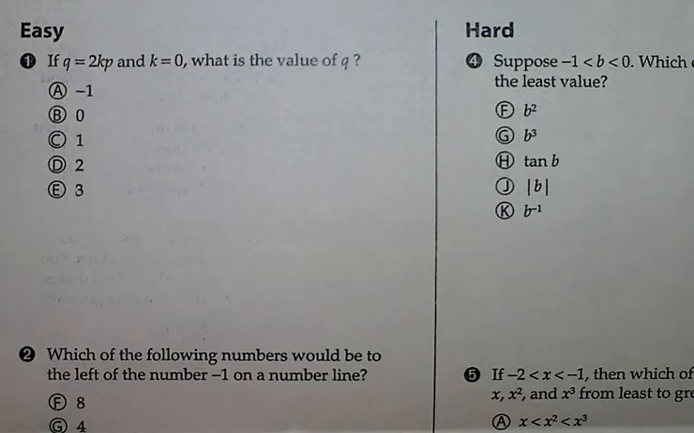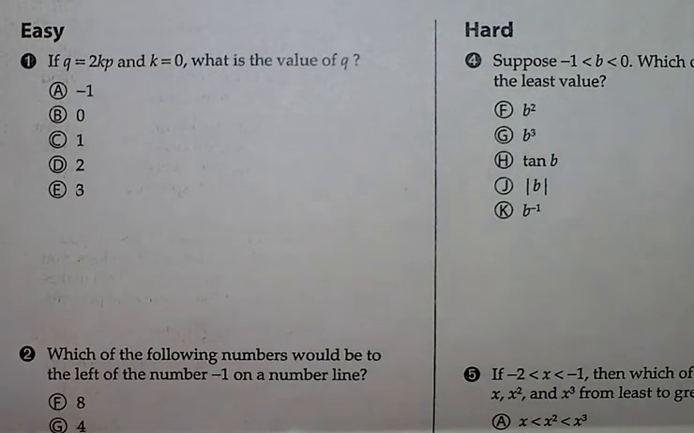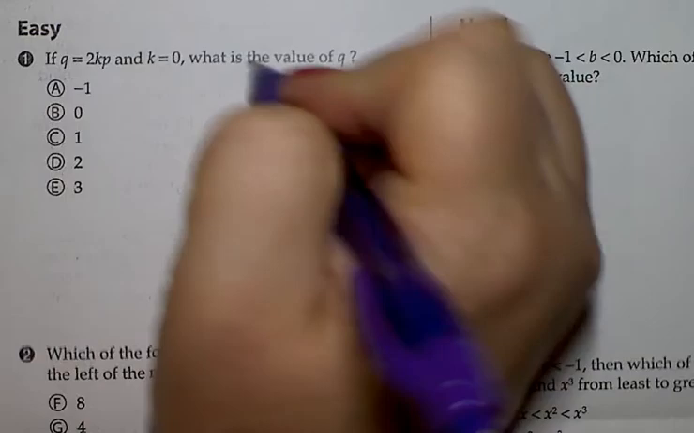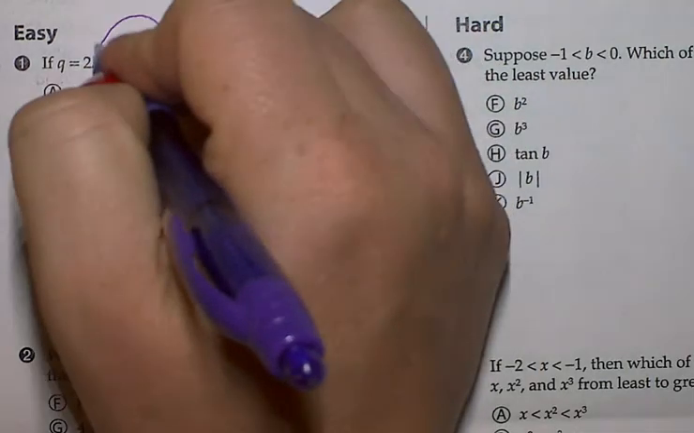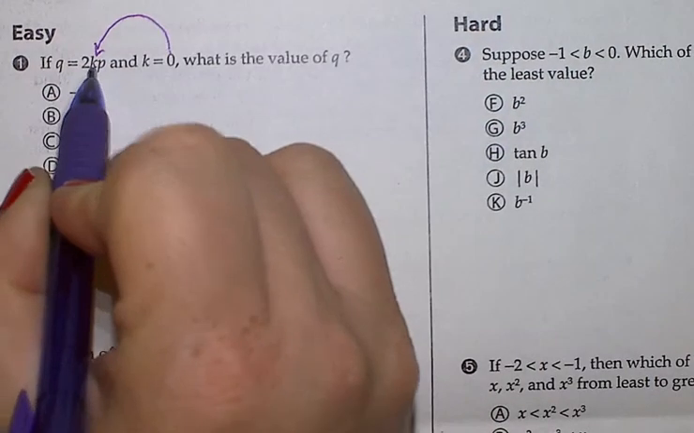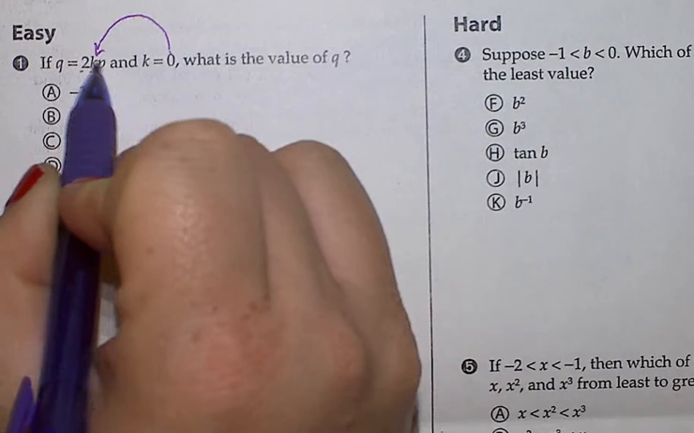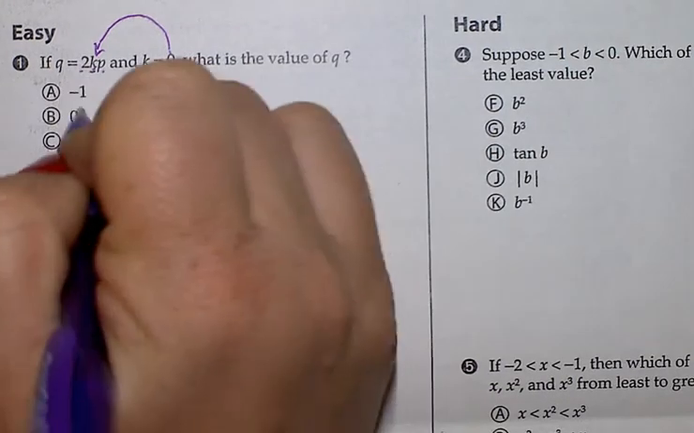Did I assign this one for homework? If Q is equal to this value and K is equal to 0, then what is the value of Q? Well, if you plug in 0 for K, 2 times 0 is 0, and 0 times any value is still 0. Going on to number 2.